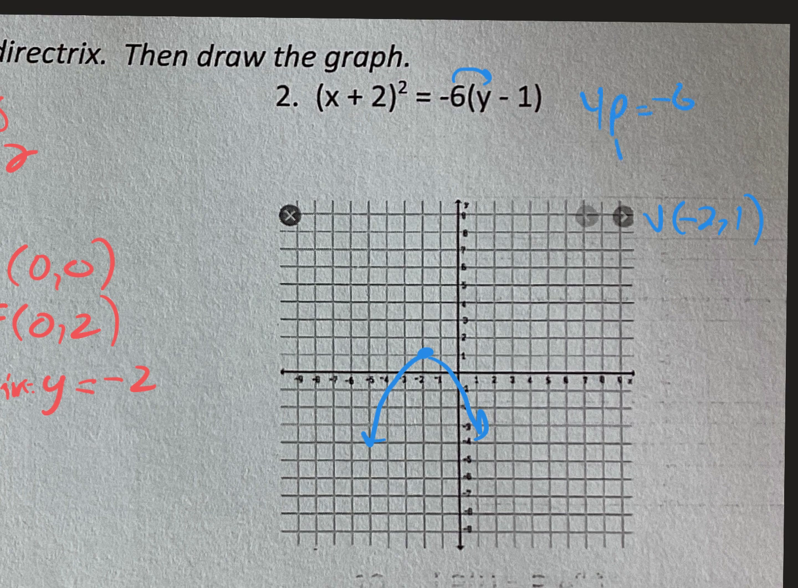I'm going to solve for p. 4p is -6, divide by the 4, end up with -3/2. So I'm going to go down 1.5 from there, which is right here. If I go down 1.5, I'm at -2 and -1/2. That's my focus. I put a V. The directrix would be up 1.5 from the vertex, which goes through 2.5. So I'm going to say y equals 2.5.